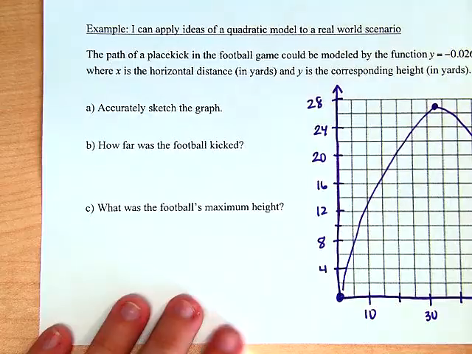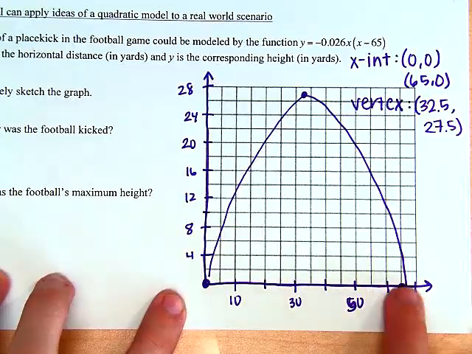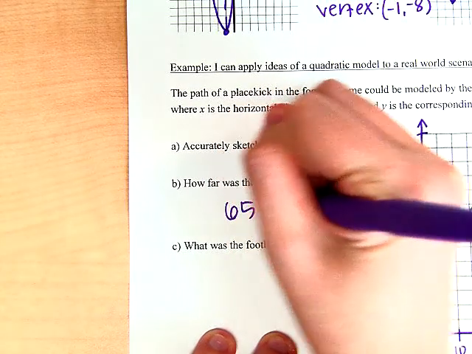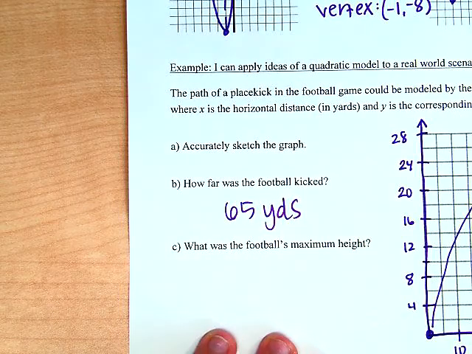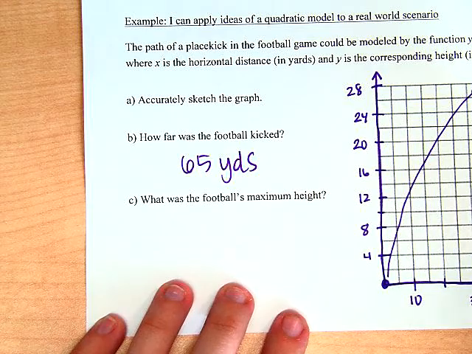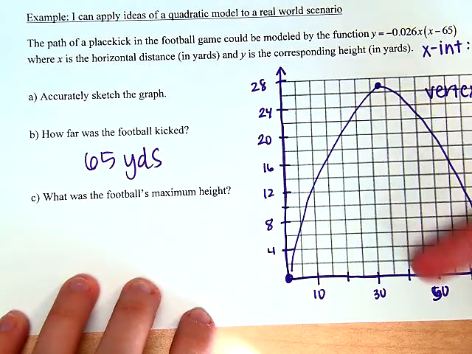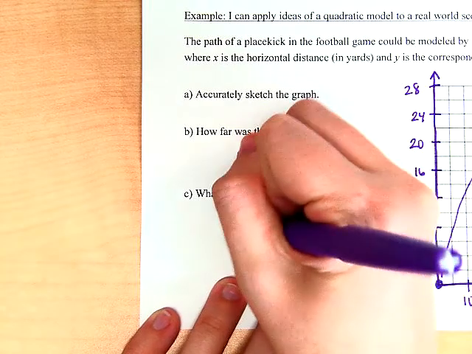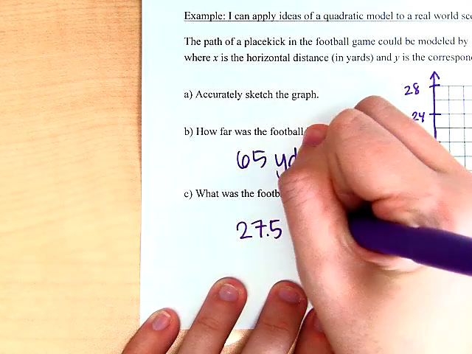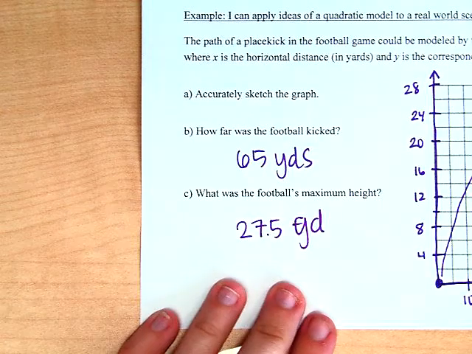So how far was the football kicked? We're looking at the horizontal distance. Looks like 65 yards. And what was the football's maximum height? We're talking about the vertex here. So the height of that thing was 27.5 yards, I guess.